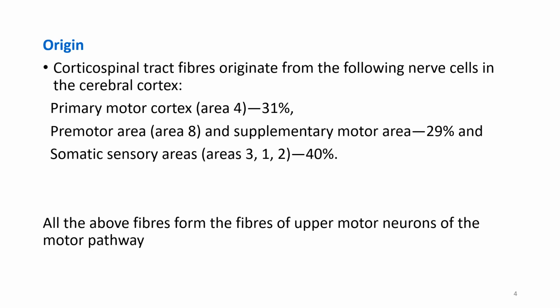Then coming to origin, the corticospinal tract fibers. The pyramidal tract is also called the corticospinal tract. It arises from the cortex and ends in the spinal cord. So the corticospinal tract fibers originate from the following nerve cells. 31% will arise from area number 4, that is primary motor cortex, and 29% arises from the premotor area, that is area number 8, and supplementary motor area, and 40% arises from areas 3, 1, 2. Those are somatic sensory areas. So all the above fibers form the fibers of the upper motor neurons of the motor pathway.